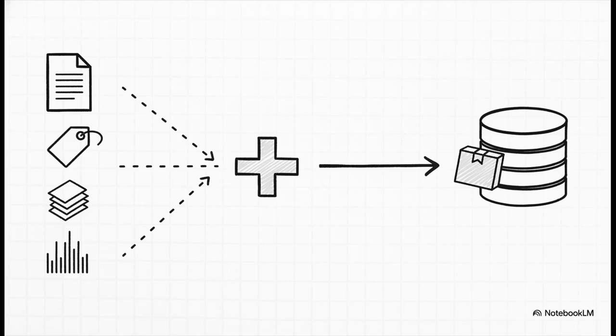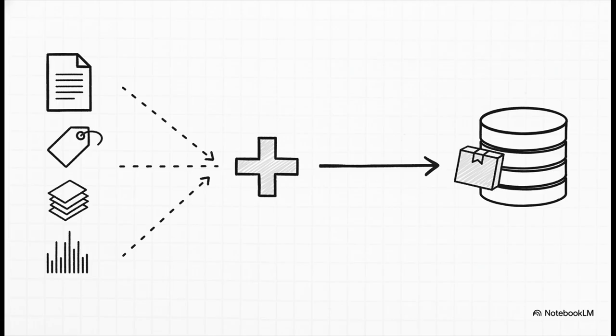So once we have that vector, we have to store it. We use the .add command on our collection. And notice we're giving it a few things, all as lists. We give it the embeddings, that's the vector we just made. We give it the original documents, which is the text itself. We give each chunk a unique ID so we can find it later. And we give it all that rich metadata.